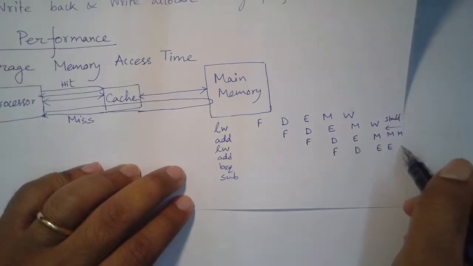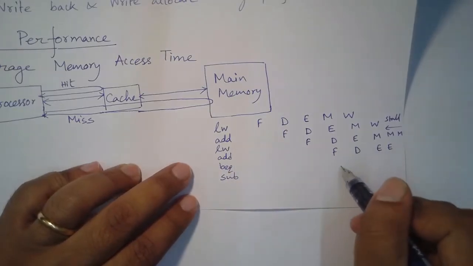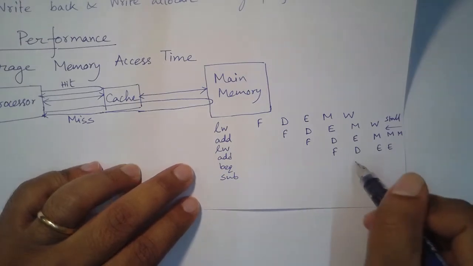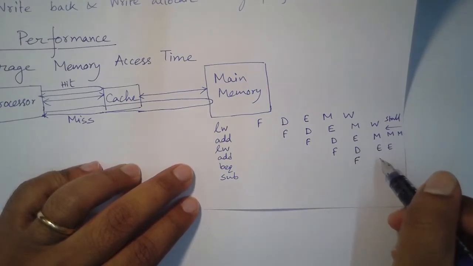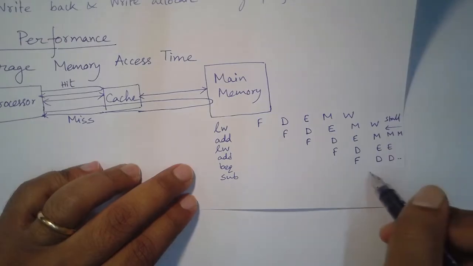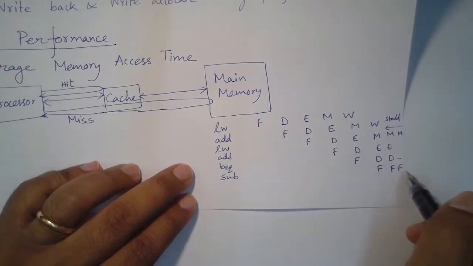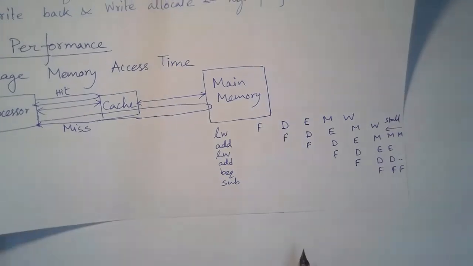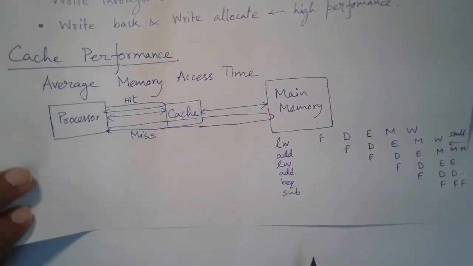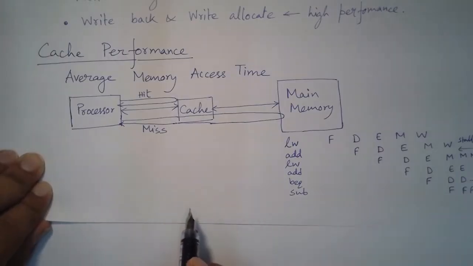So you will be stalled in the execute stage for the subsequent instruction, then the next instruction will be stalled in the decode stage itself, and the subsequent instruction will be stalled in the fetch stage. So because of this, you will have your performance degraded if the data is not available in your cache.